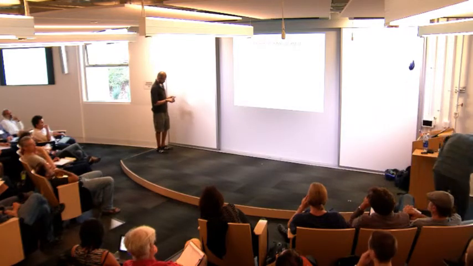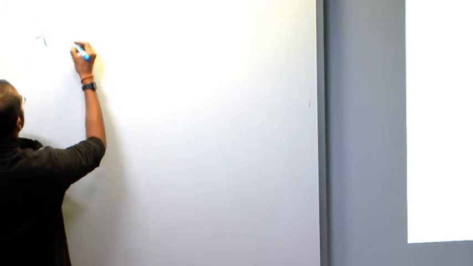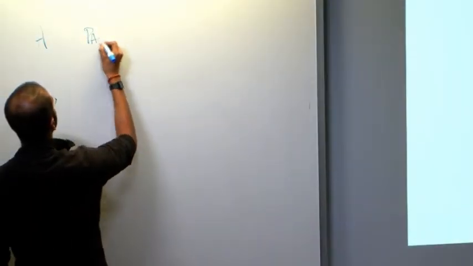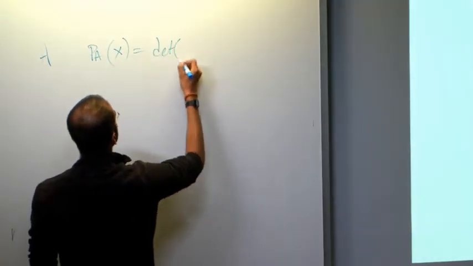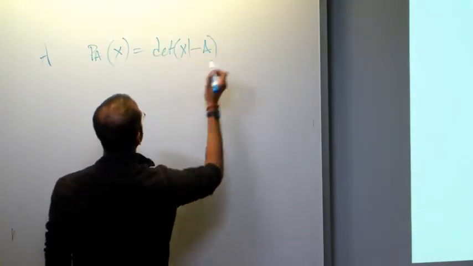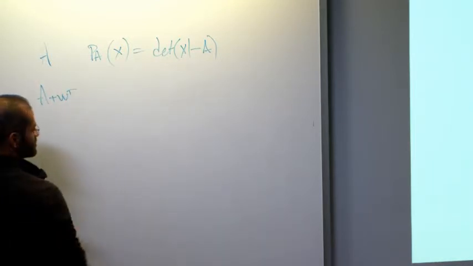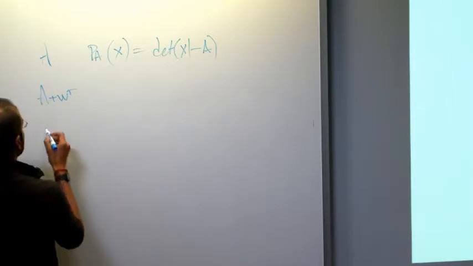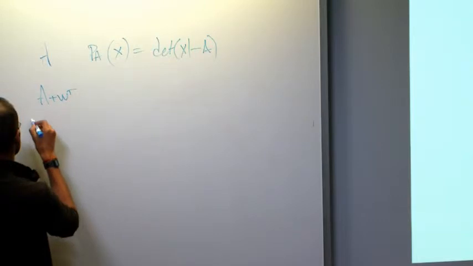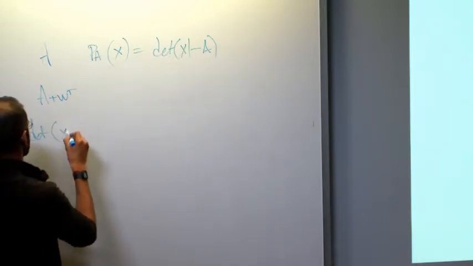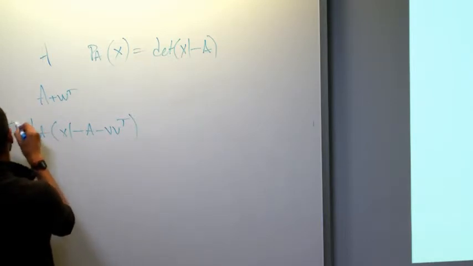Right. So I have some matrix A, and it has some characteristic polynomial P of A. Now I'm interested in the matrix A plus VV transpose, where V is some vector. The nice thing is there's a nice formula for the characteristic polynomial of this rank 1 update. So I write the determinant of xI minus A minus VV transpose. This is the characteristic polynomial of A plus VV transpose.